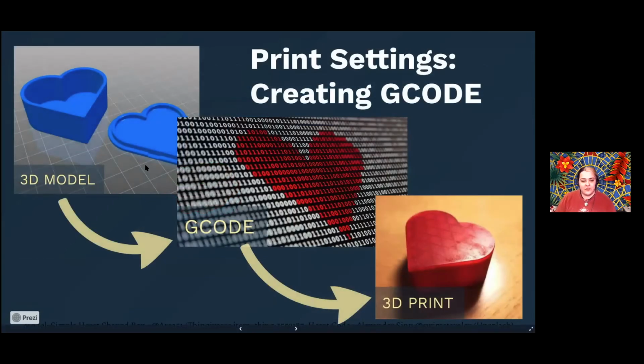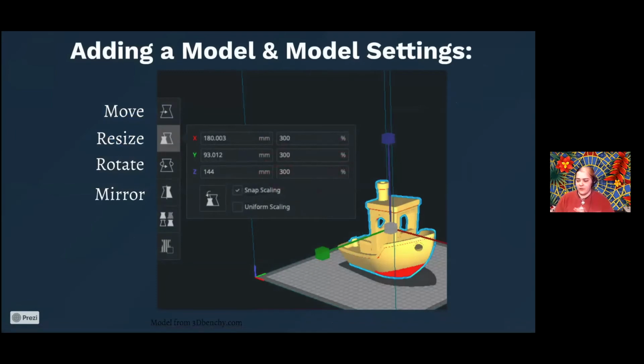So it's just a little visualization. You have your model, you change it to this G-code, and then you have your 3D print. At first glance, when you put your model in, you'll have all these different modifiers that you can change. You can change where it's at on the bed, you can resize it, rotate it, mirror it. They have a few more features that you can play around with. I believe you can add more if you go into the settings.